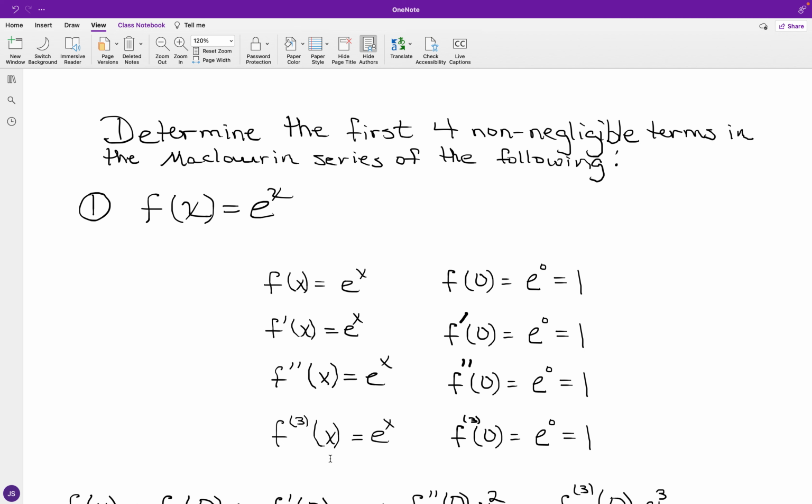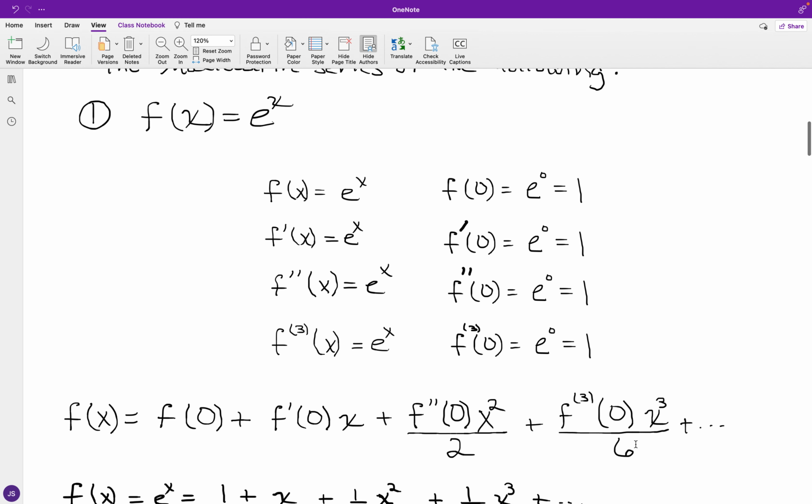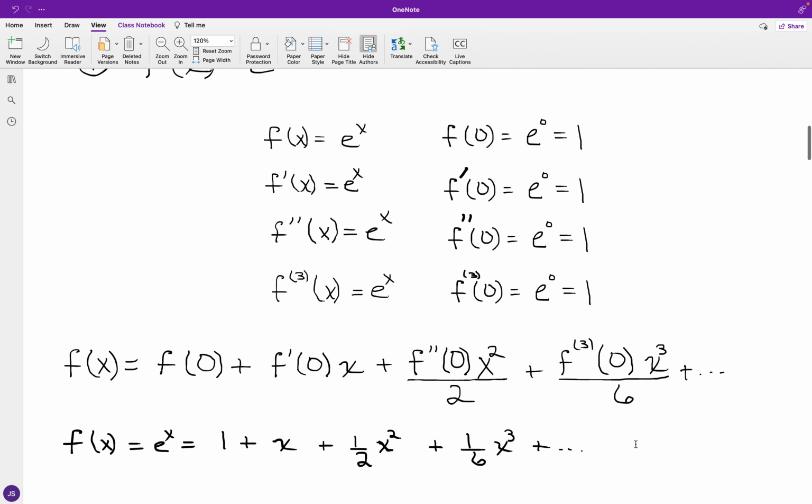Assigning x at 0, we have f of 0 all the way out to the third order derivative f of 0, and you have it locked in at e to the 0, and we have 1 throughout. And in accordance with the Maclaurin series, assigning f of 0 all the way out to the third order derivative of f of 0, that's going to come out to 1. So we have f of x equal to e to the x equal to 1.